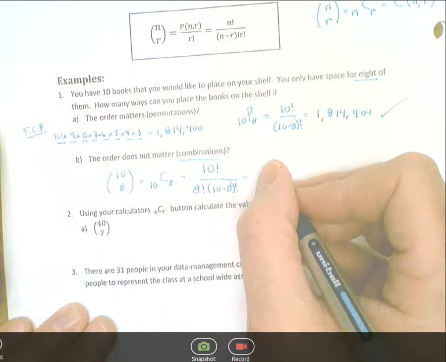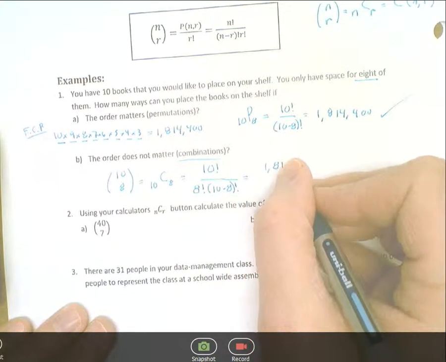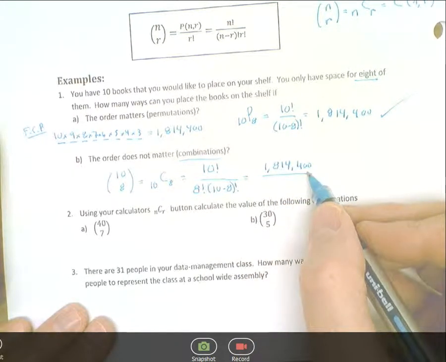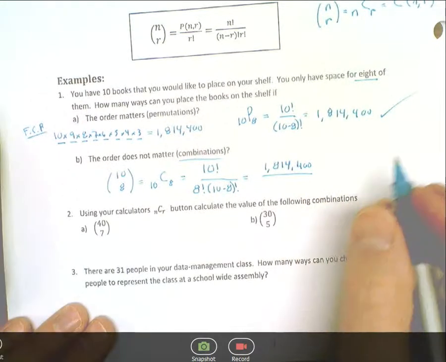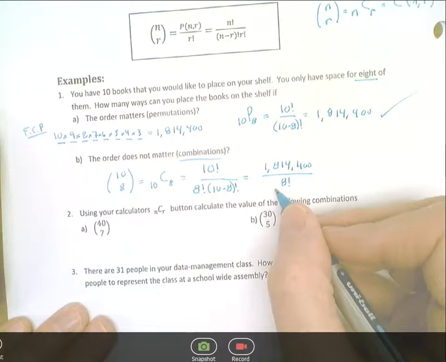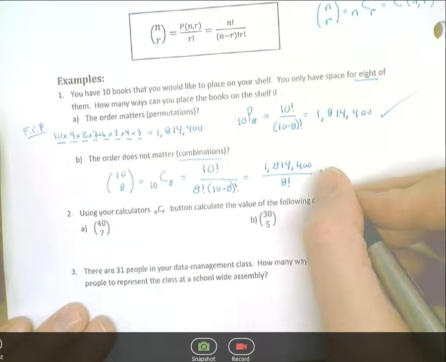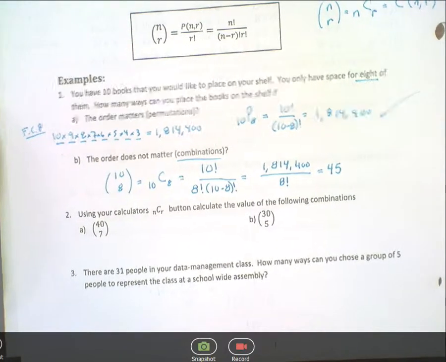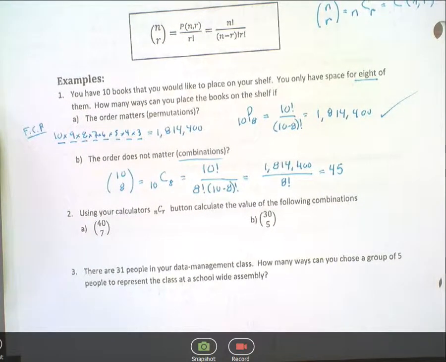So basically what you're doing is you're taking the exact number you had before, the number of permutations, so there were 1,814,400 permutations, and say, well, I don't care what order those 8 objects are in. So we divide by the 8 factorial arrangements of those objects. And it turns out there's only 45 ways of grabbing 8 books out of the 10 that you have and putting them on a shelf where you don't really care about the order. You just care that you selected 8 books. But there are still 45 different combinations of books that you could have.